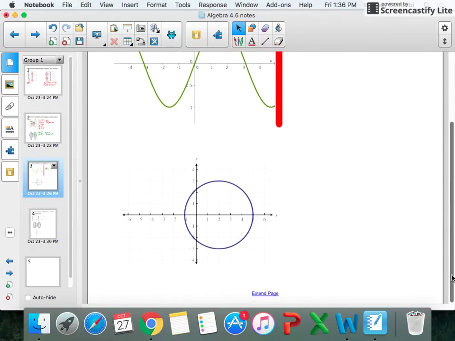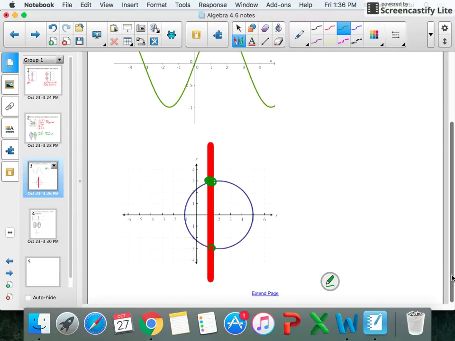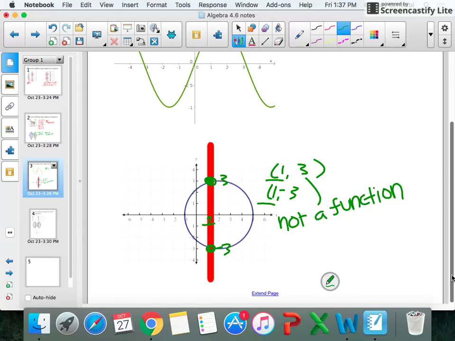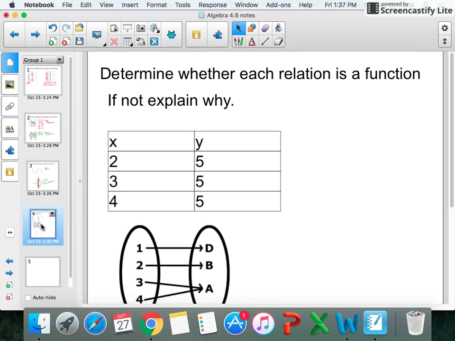Then if we come down here to the circle, same concept. We're going to take a vertical line and trace it over the graph. If we look right here, we'll go to 1, and it hits the circle here and here. So this x equals 1 has two points: a 3 and a -3. That graph has the points (1, 3) and (1, -3). Since the x repeats, we cannot have a function. So this would be not a function, and the reason is that it does not pass the vertical line test. Go ahead on to the next page and you're going to do those next three examples on your own.